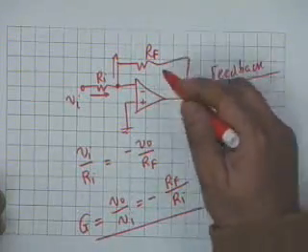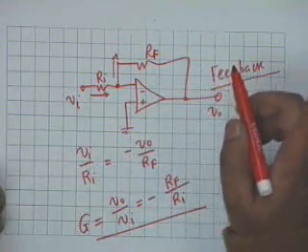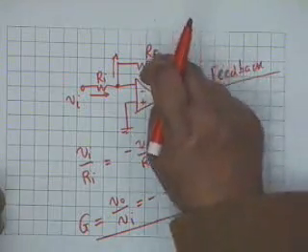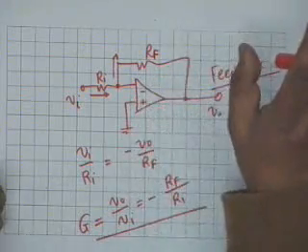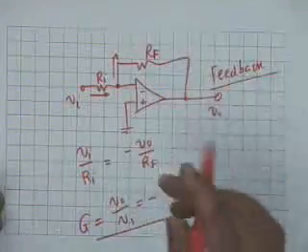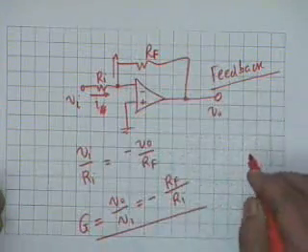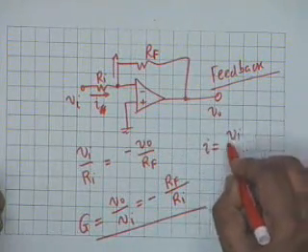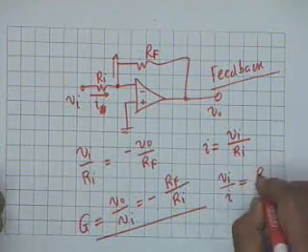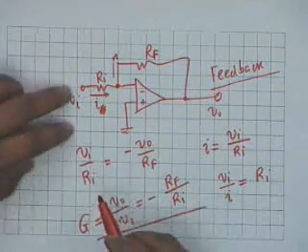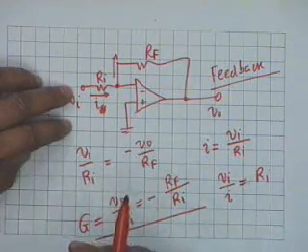For example, if Rf is 10K and Ri is 1K, then the gain would be minus 10, and it is determined by these two resistors only, nothing of the op-amp. Op-amp only helps to stabilize the gain to minus 10. The other interesting feature is that if this current is denoted by I, then what is I? I is simply equal to Vi divided by Ri, and therefore what is Vi divided by I? It is simply equal to Ri.